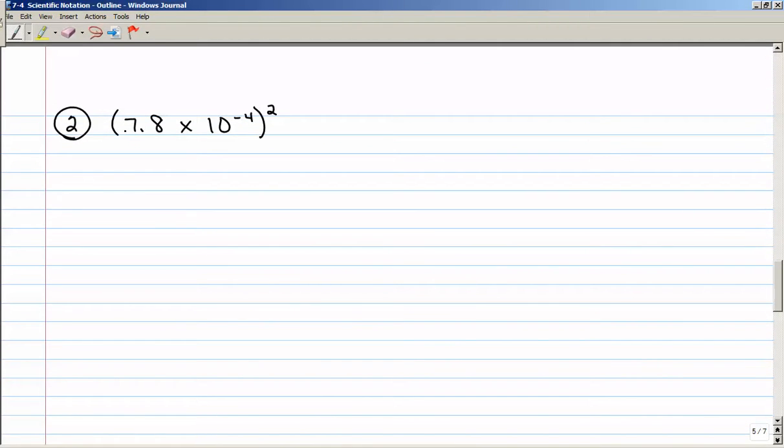So example number 2, 7.8 times 10 to the negative 4th, squared. So what I need to do here is be careful. Don't just multiply 7.8 times 2. This is 7.8 squared. So using your calculator, that's 60.84, not 48, times 10 to the, now remember, multiply your exponents here, 10 to the negative 8.